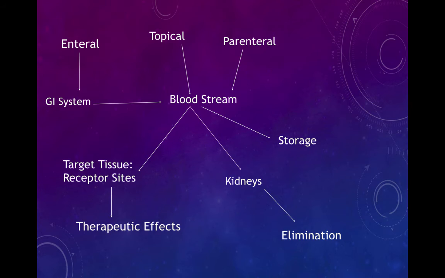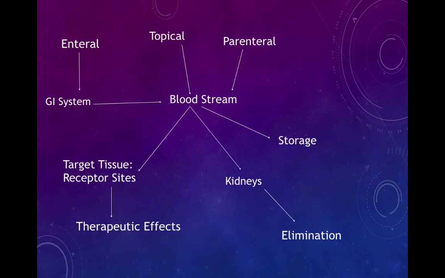This is just a little chart of what we went through. If you start on the left side where it says enteral, the enteral, which is the PO and the rectal, can be anything that has to travel through the GI tract. That points down to the GI tract, so anything enteral goes to the GI system and then ends up in the bloodstream. Same thing with topical, it goes to the bloodstream. Parenteral goes to the bloodstream. It's just a matter of how long it takes to get there.